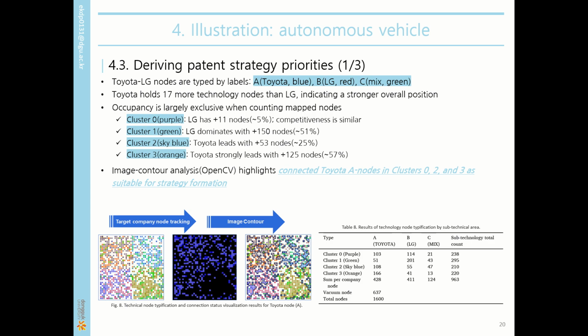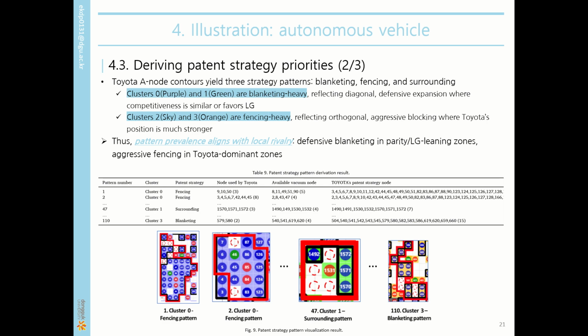Image control analysis highlights connected Toyota A nodes in clusters 0, 2, and 3 as the most stable zones for strategic formation. In this map, the Toyota A node contours yield three strategic patterns: blanketing, fencing, and surrounding. In clusters 0 and 1, blanketing dominates, signaling diagonal defensive expansion where the balance is even or tilts toward LG. In clusters 2 and 3, fencing dominates, indicating orthogonal aggressive blocking where Toyota's position is much stronger.